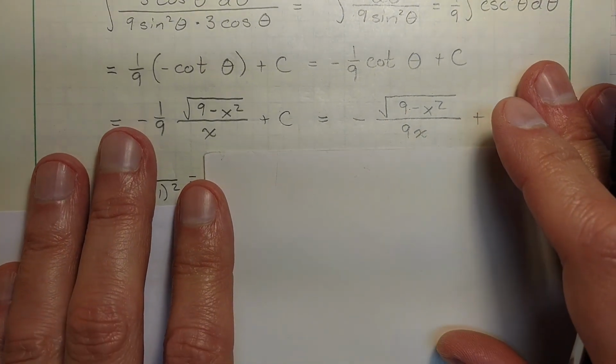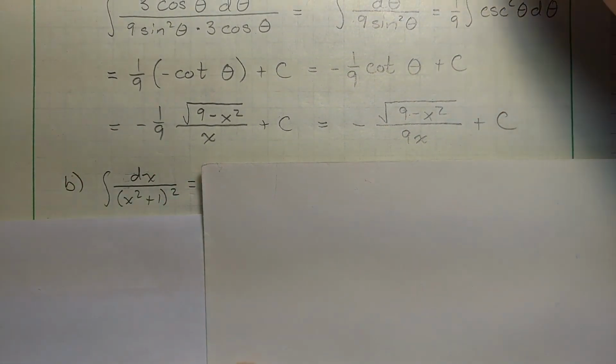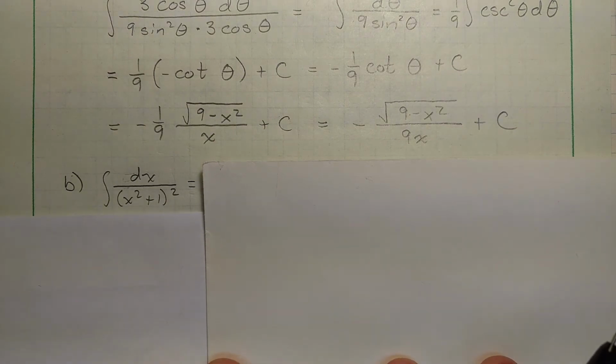Unfortunately, I originally thought I was going to do 2 examples, but I definitely needed to. So this is going to be a little crowded, but I think we'll make out okay. So now we are going to integrate dx over (x squared plus 1) squared.